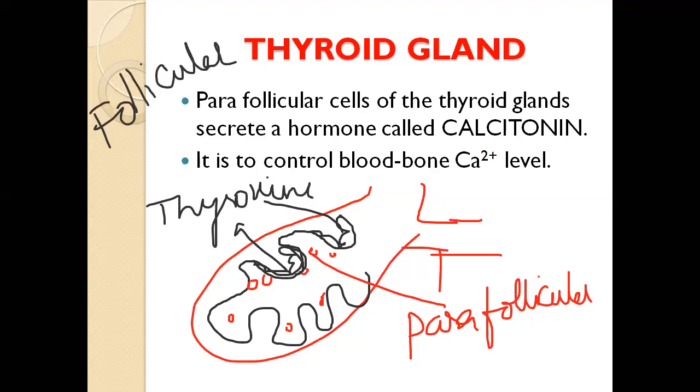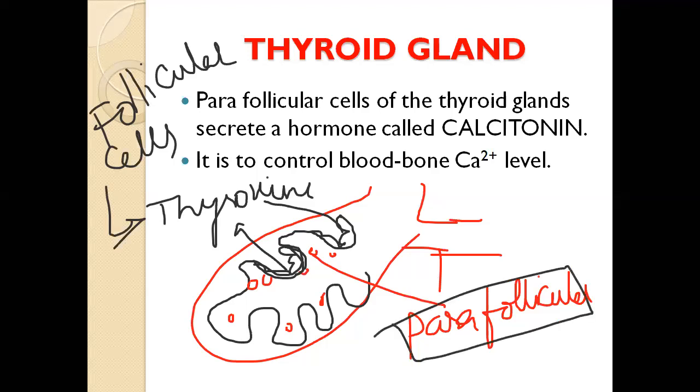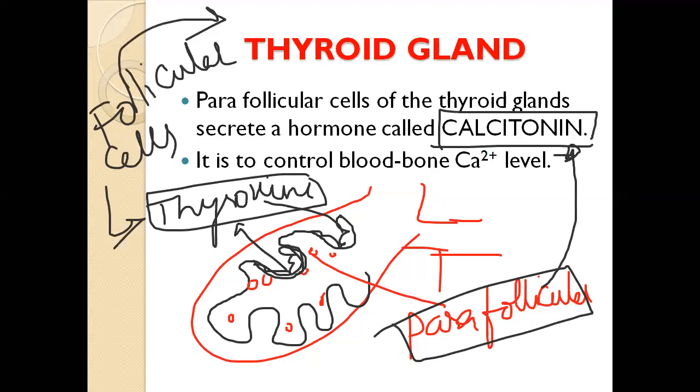Then between the follicles, there are some special cells present. We call those cells parafollicular cells. These parafollicular cells secrete a hormone called calcitonin. That means the thyroid gland also releases another hormone. What is that? Calcitonin. Let me differentiate: thyroxine is released from the follicular cells of the thyroid gland, and calcitonin is released from the parafollicular cells of the thyroid gland. Just remember these two statements.